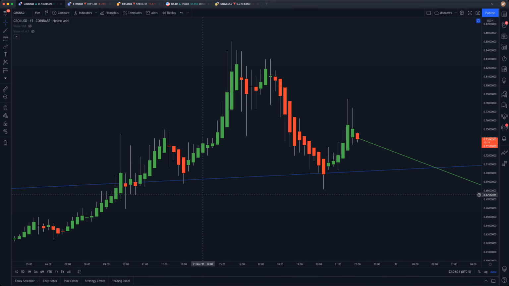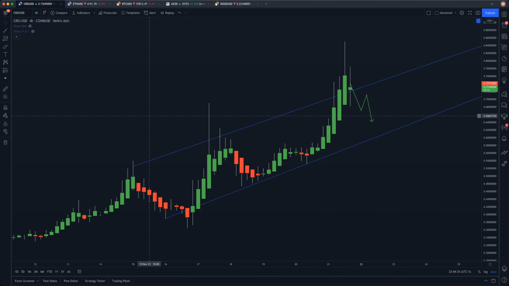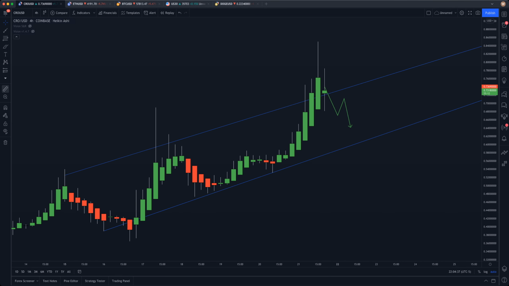And we're on the 15 minutes, so if we go to like a 4 hour, this doesn't look like a very big move. But if we measure this, that current candle on the 4 hours is a nice doji, so it's showing a lower wick.